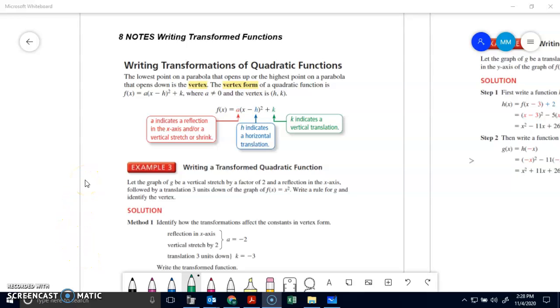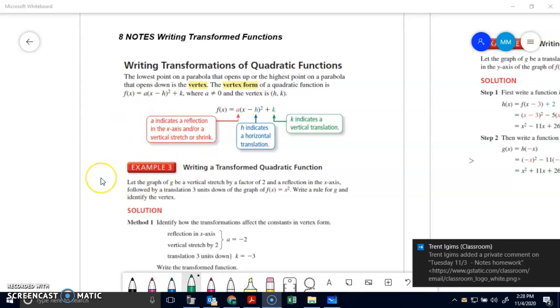This video lesson for Thursday 11.5, we're taking a look at writing transformations for quadratic functions. So we're going to take our knowledge of transformations and we're going to be able to write equations when we're given the transformations. So if I tell you that it's moving up 3 and vertical stretch by 2, and I tell you what the transformation is, you need to then be able to write the equation that matches that.